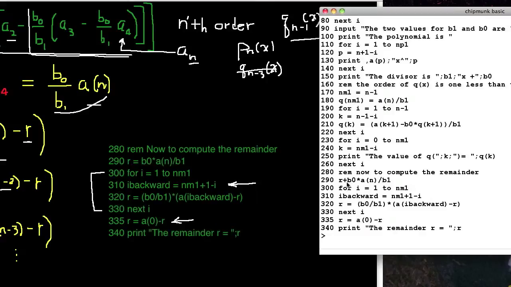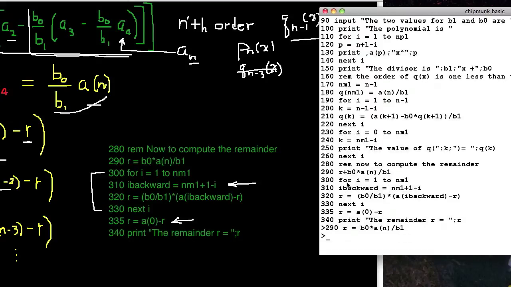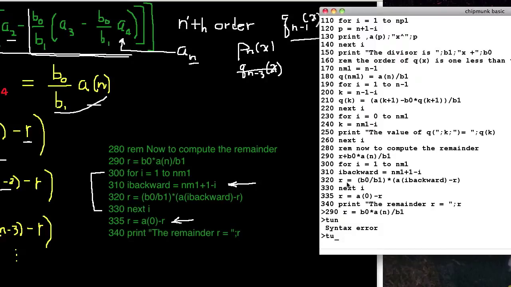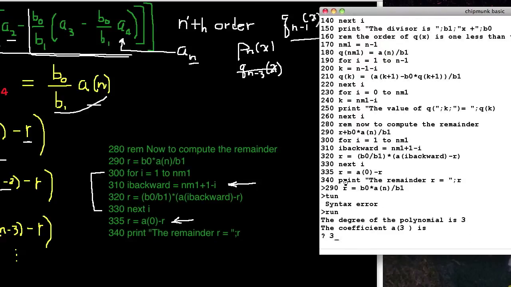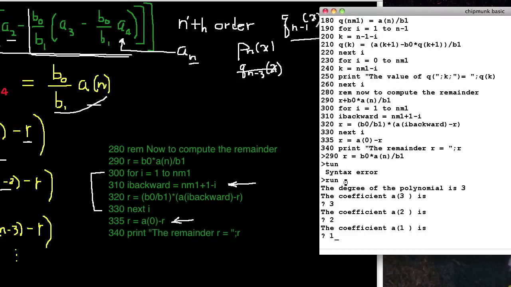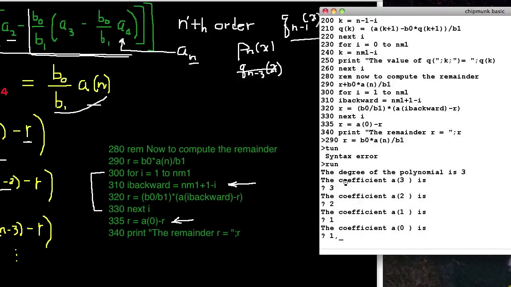Okay, let's write 290 again. 290 R equals B0 times A sub n divided by B1. Okay, run. There, degree of polynomial is 3. 3, 2, 1, 1 comma negative 1.